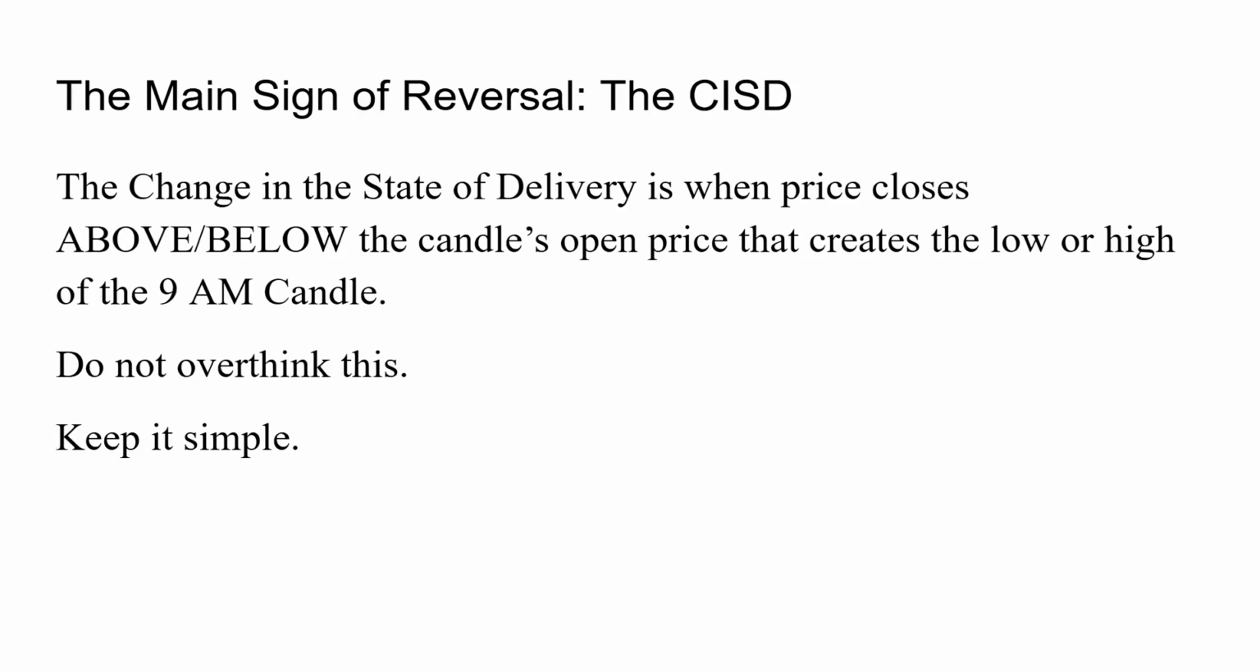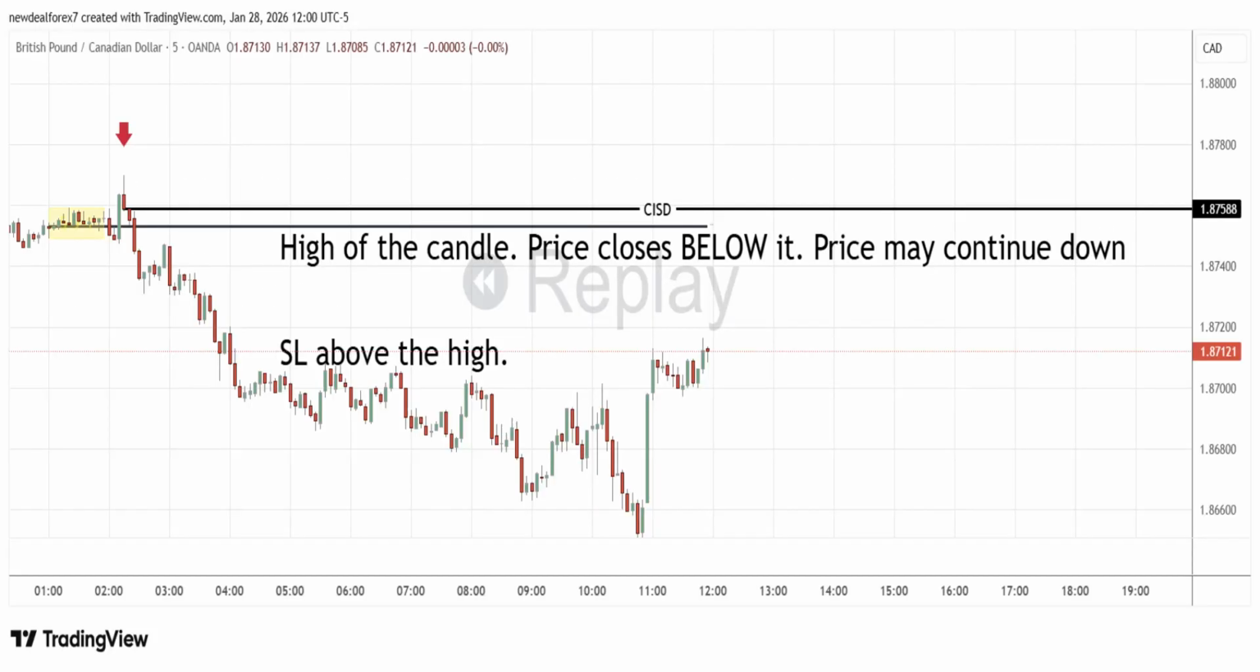Here's one simple trick that you can use to let you know that the reversal may be underway. It's called the chain and state of delivery. Very simple. Please don't overthink this, and I'm going to show you two examples. All you have to do is look for the one candle that creates the high or low of the 9 a.m. candle, and then when price reverses or closes above it or beneath it, that can signal to you that there may be a change underway, right? I'm not saying it's going to work 100% of the time, but that's going to be your main signal that price may be reversing.